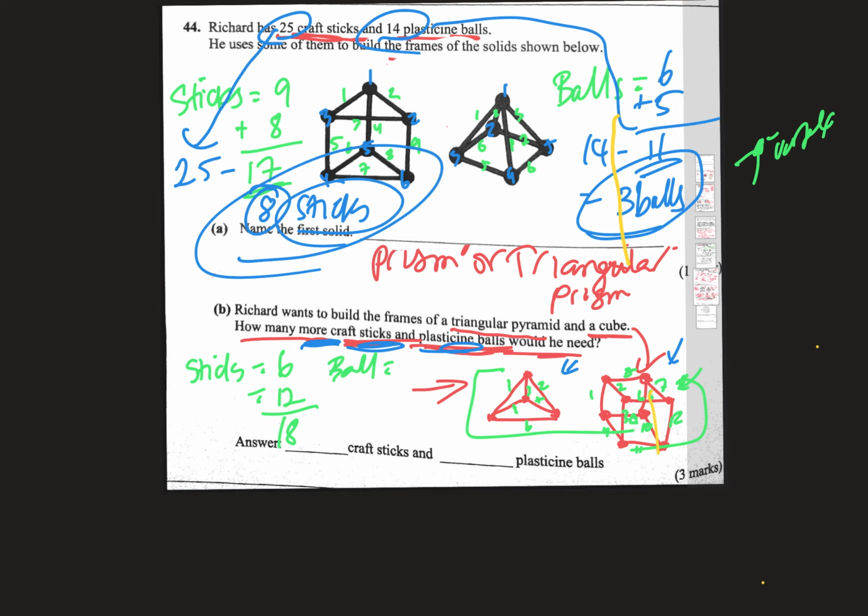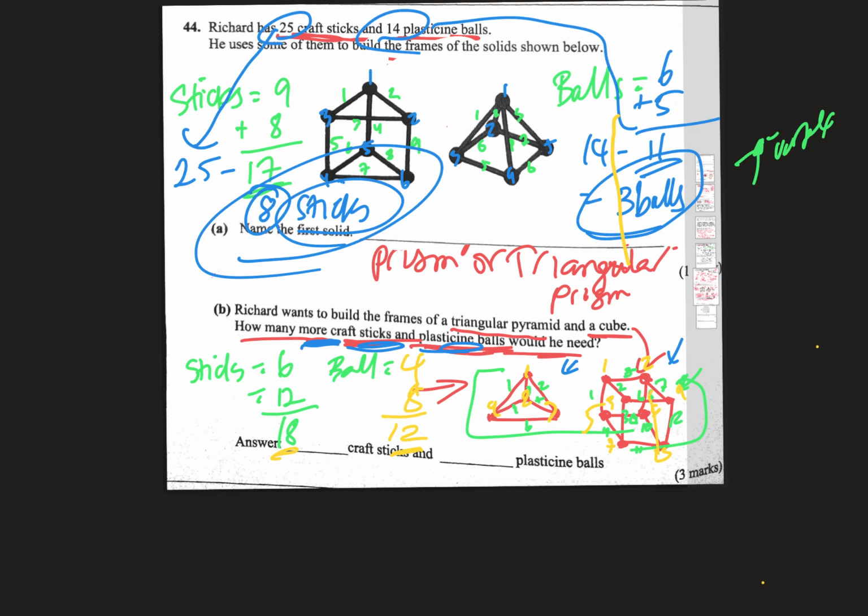Alright, so let's see how many plasticine balls we need. So 1, 2, 3, 4. Super simple. We need 4 for the first shape, and we need 1, 2, 3, 4, 5, 6, 7, 8. We need 8 for the second shape. So we need 12 for both shapes in total. So now that we have both shapes, this is the total amount that we need. Let me change the color to red.